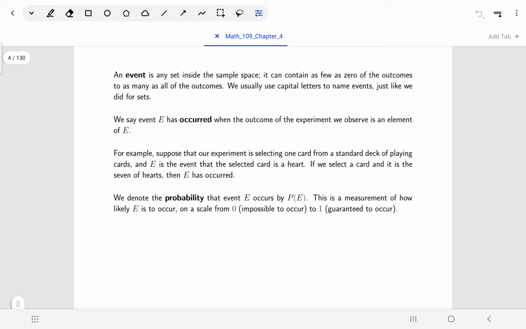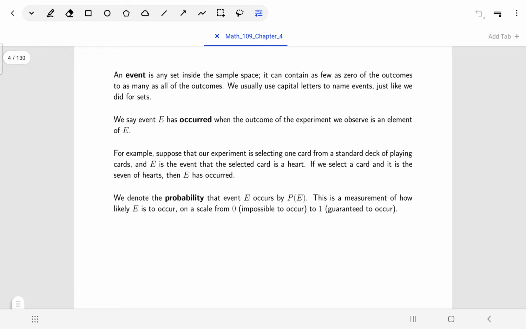And each one of those events has outcomes inside of it. Could have very few of them, could have all of them. So we're very loose in what we're calling an event. It's just any collection of outcomes. That would be an event. And when an event occurs, that happens when we observed one of the outcomes actually happening.